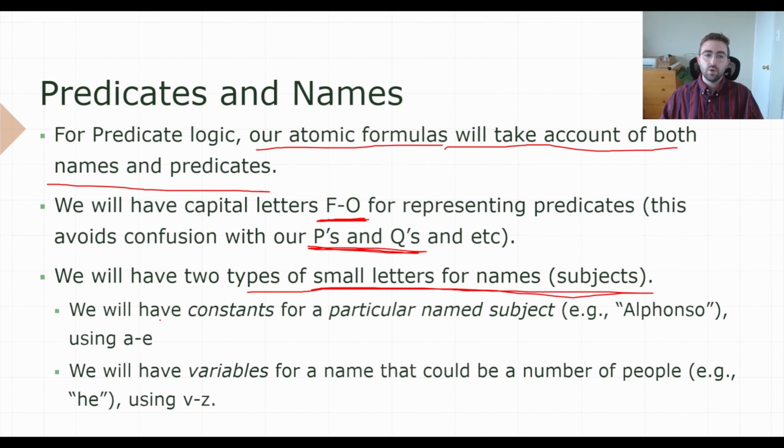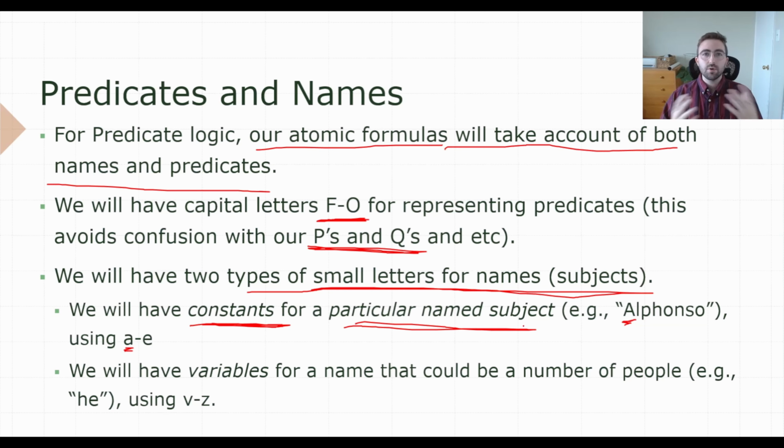So we'll have constants. This is one type of name for particular named subjects. So for example, if we want to talk about one individual named Alfonso, we will use a constant. We would probably use A for ease, right? Just it's easier to use A since that's what Alfonso starts with.